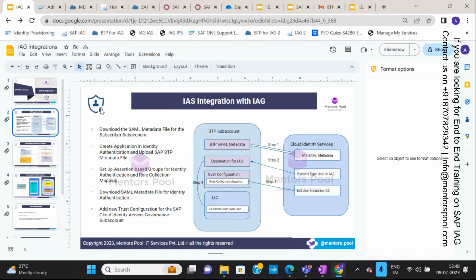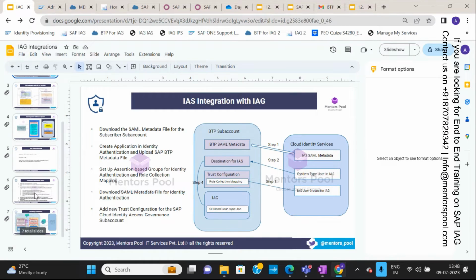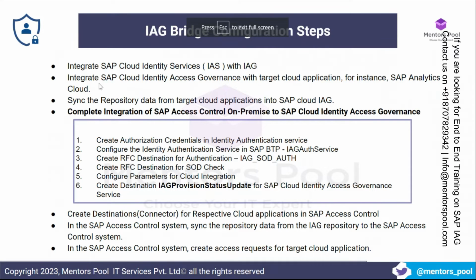Okay, the second thing we have to do, let's go and see in the steps. We integrate SAP Cloud Identity Access Governance with the target cloud application. For instance, we have taken SAP Analytics Cloud. It could be SuccessFactors, Ariba, Fieldglass, or any other. Okay, how to do that?